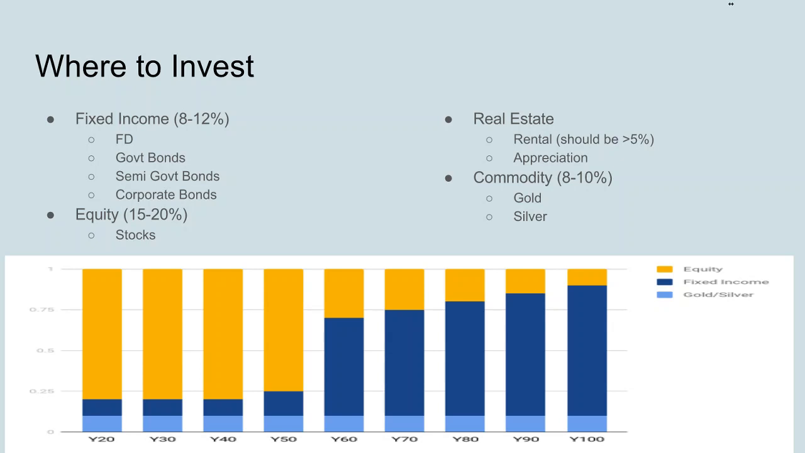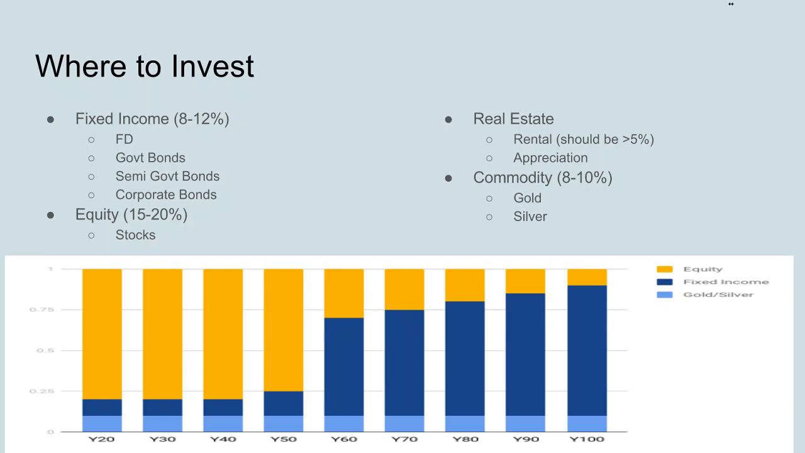Even if you pay, let's say, 10% or 12% interest on that cost, it will surpass that from the point of view of the appreciation that it will get. And when I say 5%, I'm saying 5% on an annual basis. Next one is commodity. Most favored commodities are gold and silver.